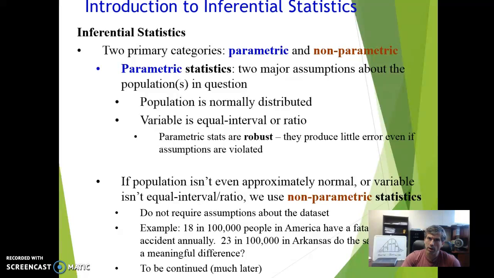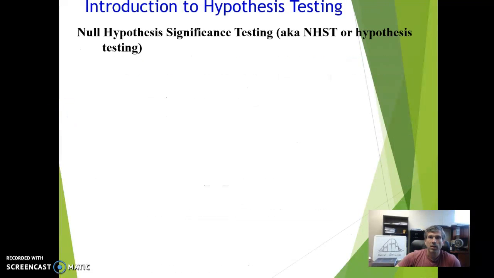The number's higher, but you'd expect a little bit of fluctuation. Some states will be a little above or a little below average just due to pure chance. It's just the way numbers work. It's very unlikely you'll get exactly the average. So is that difference of 5 people out of every 100,000 a meaningful difference? Again, that is a nominal variable. It's a yes, no. You either were in a fatal traffic accident or you weren't. So it's a dichotomous nominal variable. We would need some kind of non-parametric stat to test that.